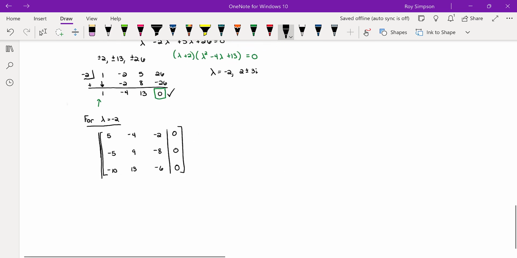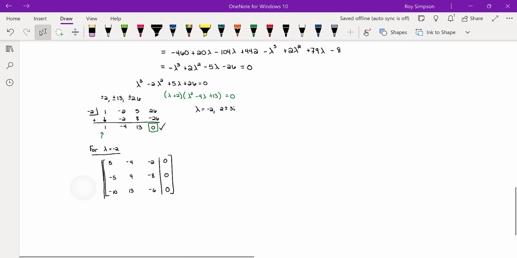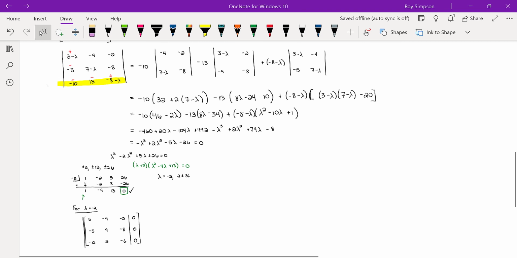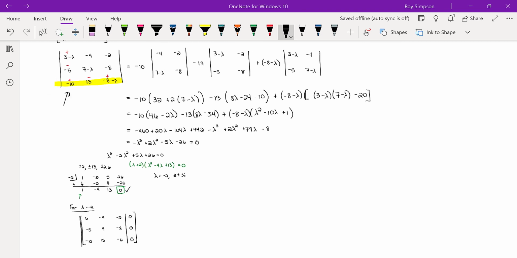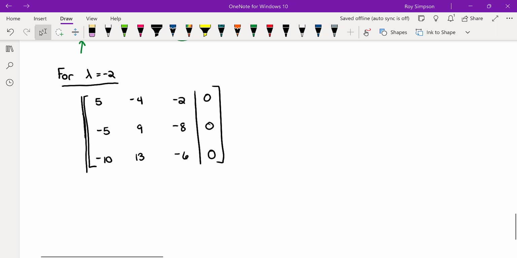Before I go diving into this, I just want to make sure you understand what I did. You can kind of look at it right here. I took that and let lambda equal -2. So 3 minus -2 is 5, 7 minus -2 is 9, and -8 minus -2 is -6. Every other entry is the same. And then I just go through and I solve this system.